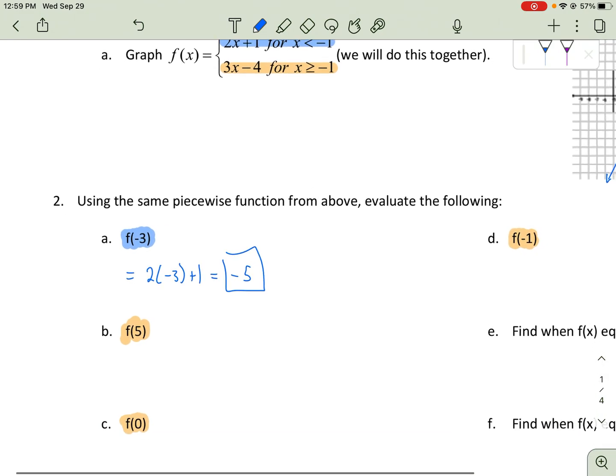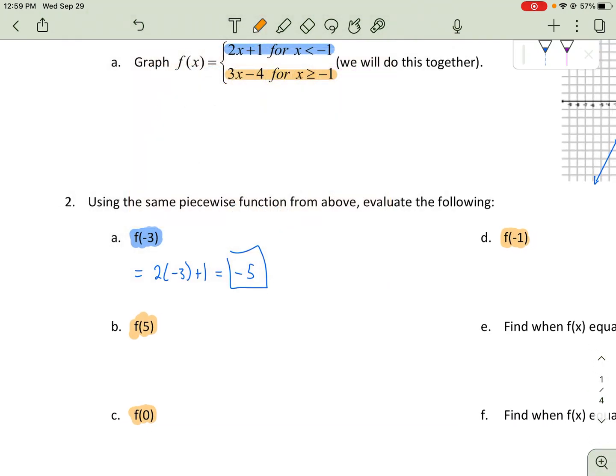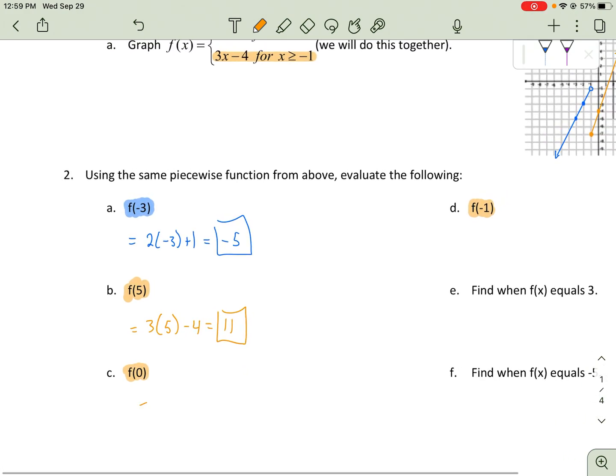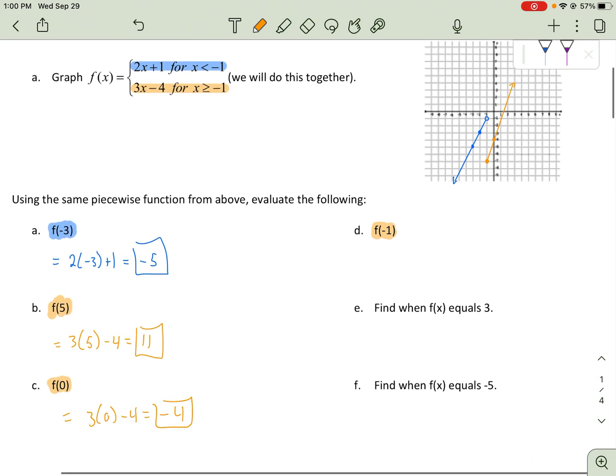And then f of 5, I plug into the orange piece, and I get 3 times 5 minus 4, which is 11. 0 gets plugged into the orange piece, so that's equal to 3 times 0 minus 4, which is negative 4. And negative 1 gets plugged into the orange piece. Incidentally, these are numbers we already found when we were making the graph, but I'll still plug it in and get 3 times negative 1 minus 4, and that equals negative 7.